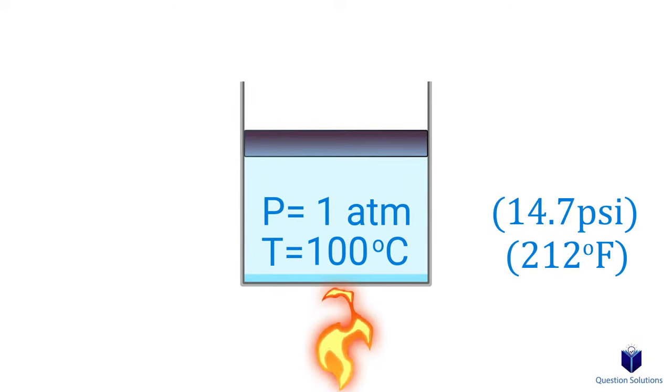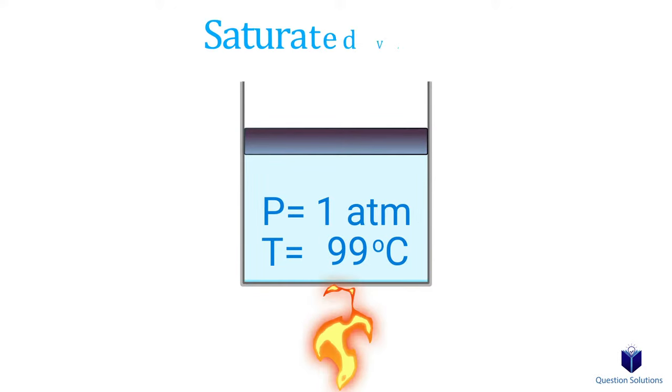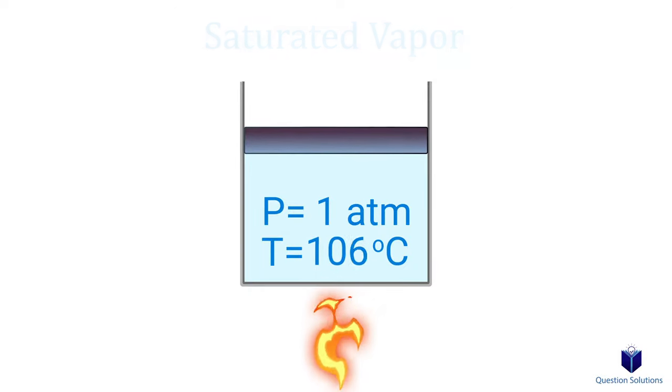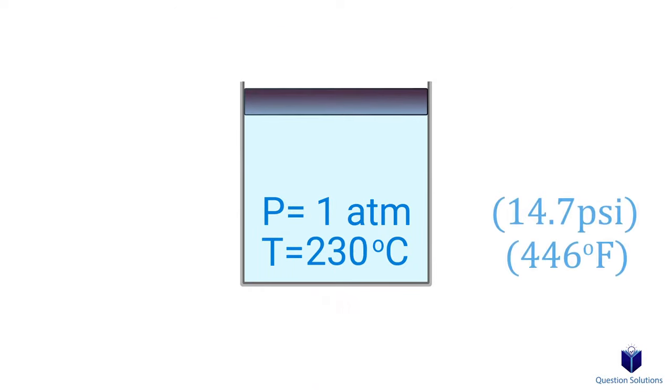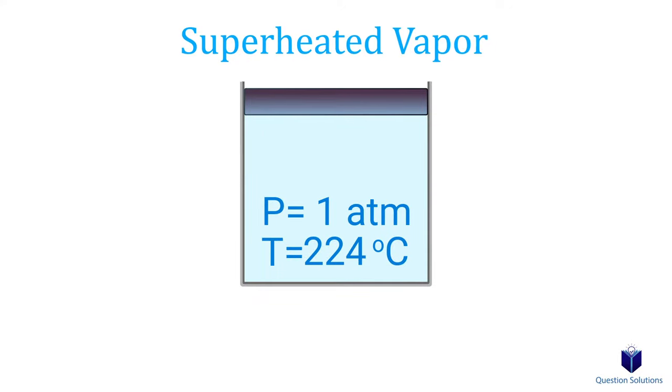Eventually, the whole container will be filled with only vapor. If there is a heat loss at this point, some of the vapor will condense back to a liquid. That is called a saturated vapor. In other words, that's a vapor that's about to condense. If we keep transferring heat, the temperature and specific volume will increase. As long as the temperature doesn't drop below 100 degrees Celsius, condensation won't occur. A vapor that is not about to condense is called a superheated vapor.